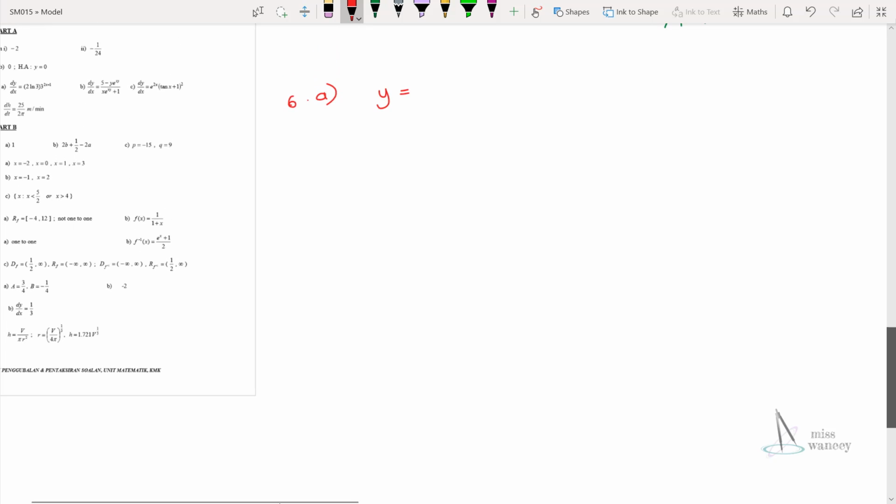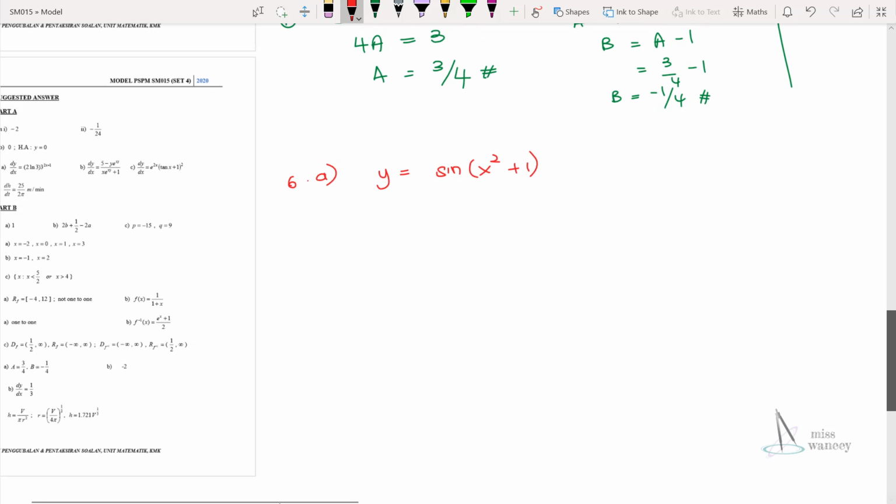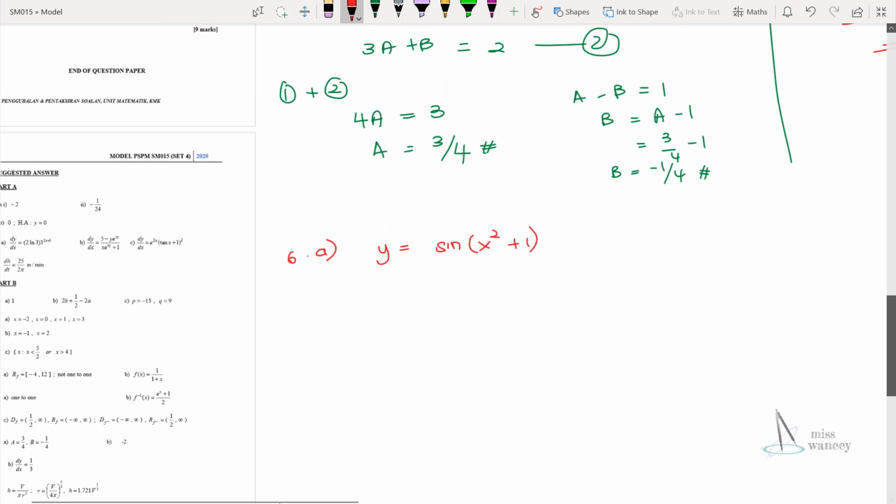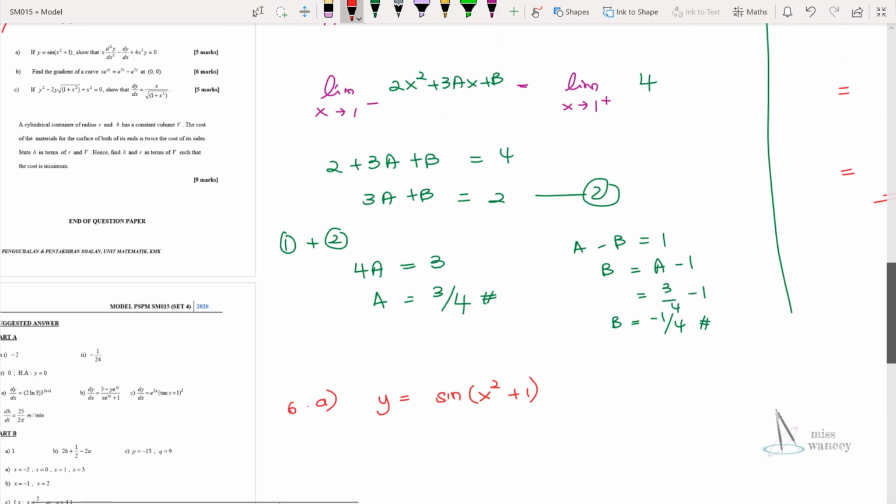Okay, so y is equal to sine of x squared plus 1. Am I right? Sekejap, patah balik soalan sekejap. Sebab kita salah function. Nah, ya. Okay, betul. Okay, so let me differentiate this to get the first derivative.